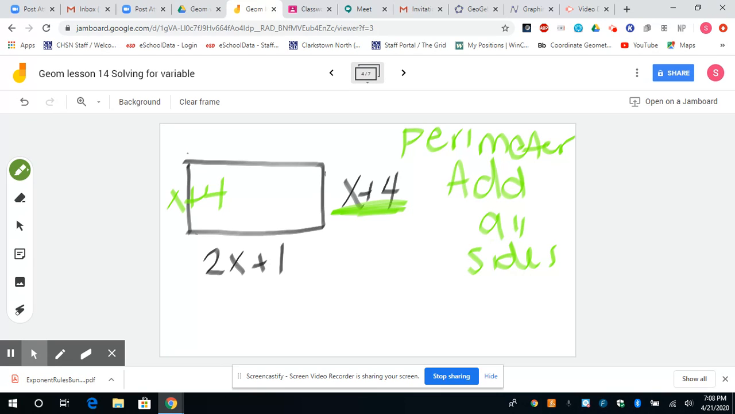But properties of a parallelogram, opposite sides are equal. So this is x plus 4. And then if this is 2x plus 1, then this is also 2x plus 1. You have 2 lengths and 2 widths, basically. So if you're finding perimeter, you're adding all these up.